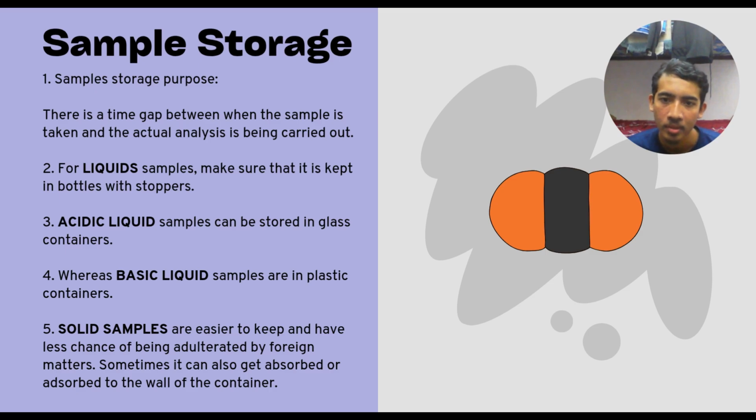For liquid samples, make sure that they are kept in bottles with stoppers. Acidic liquid samples can be stored in glass containers, whereas basic liquid samples are stored in plastic containers. Solid samples are easier to keep and have less chance of being adulterated by foreign matter. Sometimes the sample can also get absorbed or adsorbed to the wall of the container.